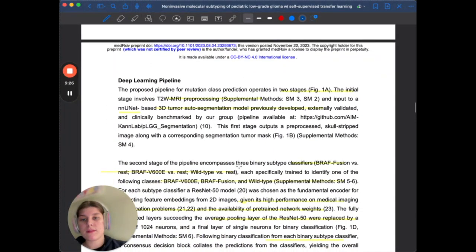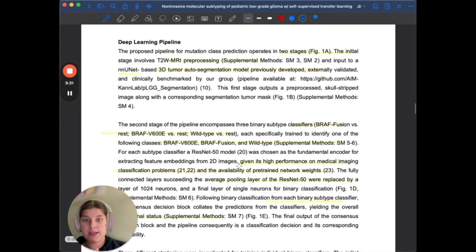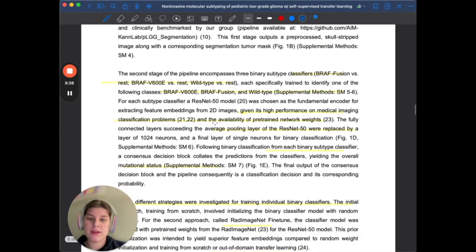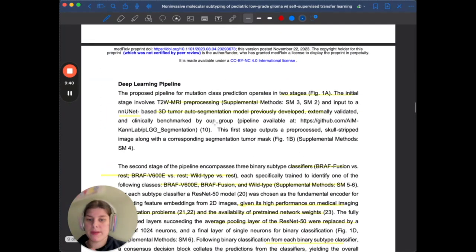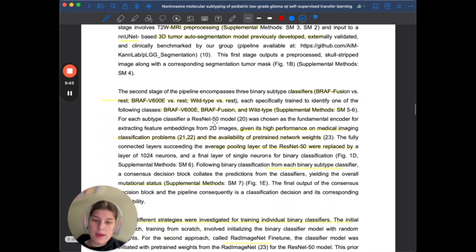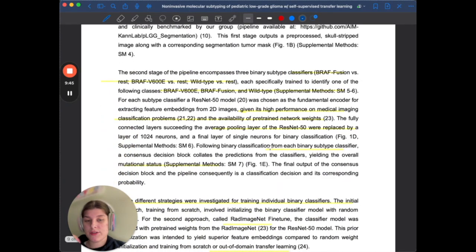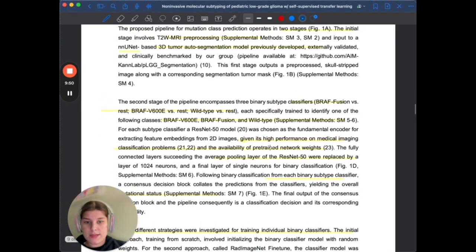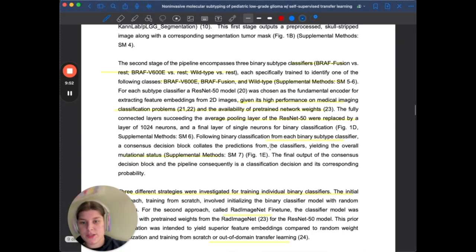So while 3D tumor segmentation already existed before this, what they really did is ask, how can we give this pre-trained data and also average with the pool of the ResNet 50 to replace it? They added a final layer of a single neuron for the binary classification. And I think what was really cool too is their consensus was to have the decision block as a satisfaction check, almost like a litmus test to see if this is a best fit.